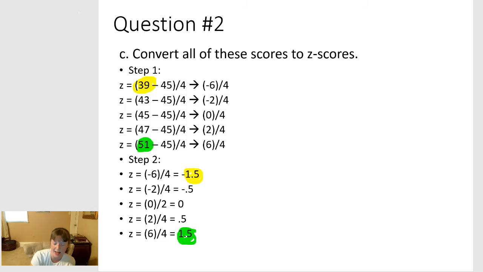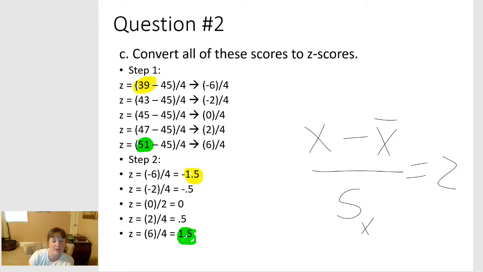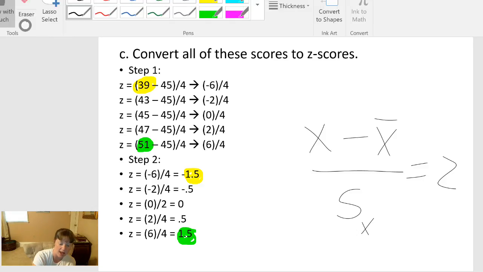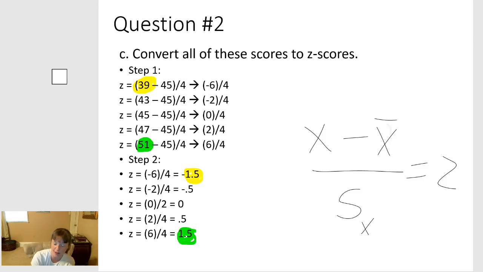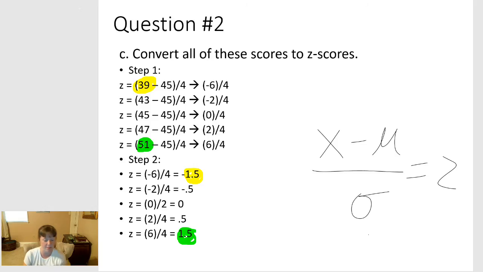And the equation would be the same if this was a sample. The symbols would just be a little different, right? Because instead of mu, we would have x bar for the average, and instead of sigma, we would have s sub x for the standard deviation. But either way, this is in fact a population, so properly these are the symbols, right?